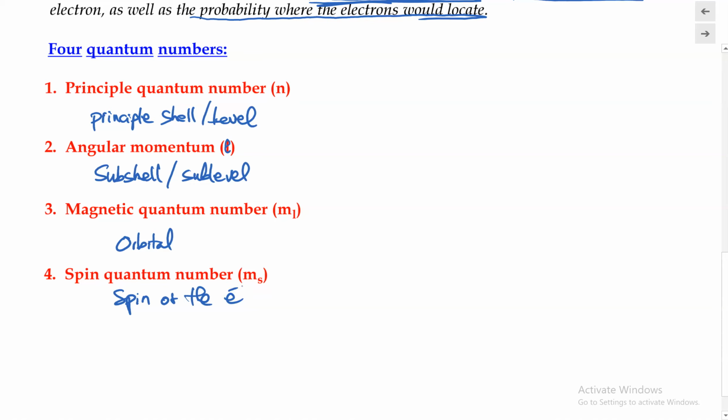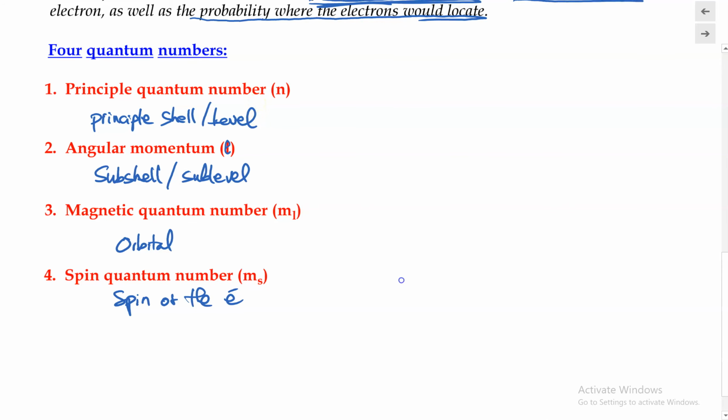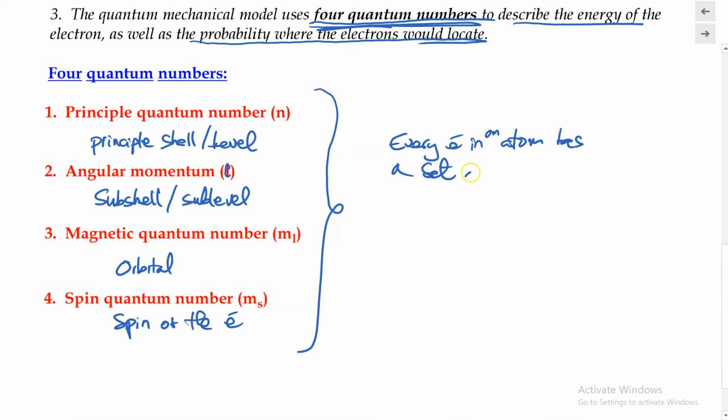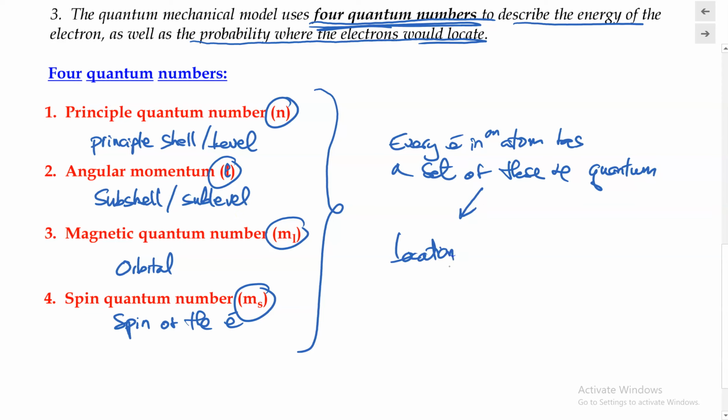So there are 4 quantum numbers, and when we know them, we'll be able to figure out the energy and the probability of where we'll be able to find the electron. Summarizing, every electron in an atom has a set of these 4 quantum numbers. There will be a value for N, another value for L, another value for ML, and another value for MS. And when we know all these four numbers for an electron, we'll be able to figure out the location of the electron in terms of probability.